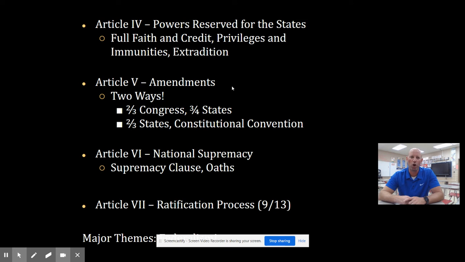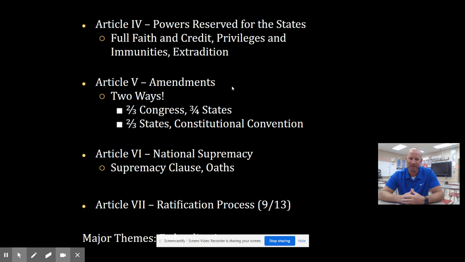So then moving on, Article 5 of the Constitution. The framers were smart. They were like, how can this document be considered a living document? How can this thing change with the times? So they set up a way to amend it. What is an amendment? An amendment is a change or an addition. So there are two ways we can officially amend the Constitution, and this is huge.